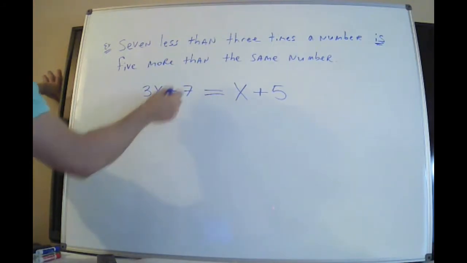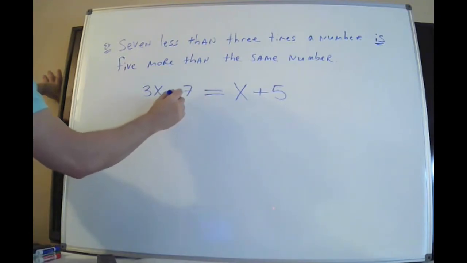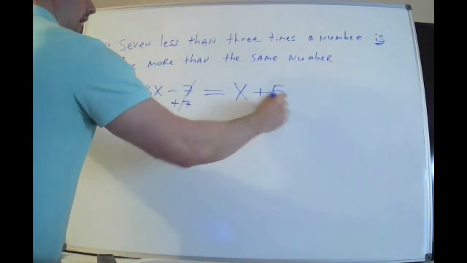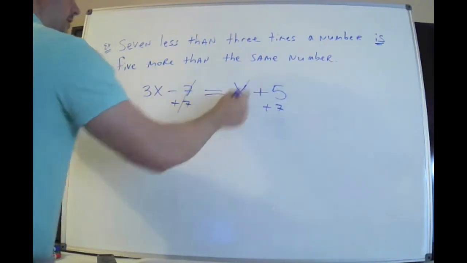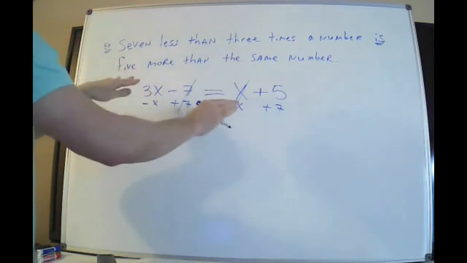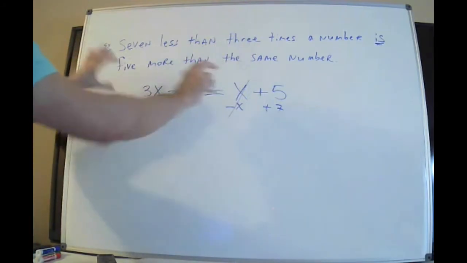I'm going to write, I mean, it's going to get all ruined when I do it anyway. So I'm going to add 7 to eliminate the minus 7. And I'm going to take away x to eliminate that positive x. Remember, it's all about balance. Whatever you do to the left, you do to the right. Whatever you do to the right, you do to the left. You have to maintain the balance.